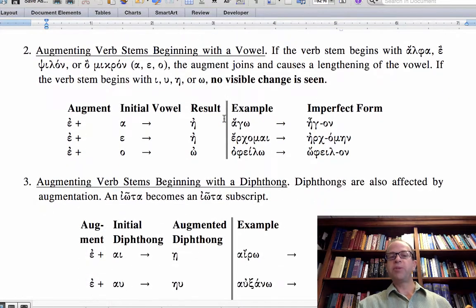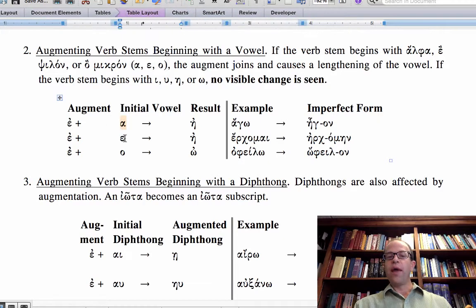Now when verb stems begin with a vowel, what happens is the augment, the epsilon, will combine with the initial vowel of this verb stem, and there will be a lengthening of the vowel. So epsilon added to alphas or epsilons will result in etas at the front of the verb stem. So you can see these examples provided here. Now when an epsilon is added to an omicron, it results in an omega, which you can see in this example.